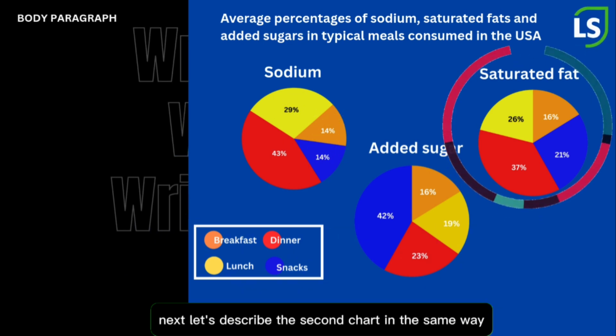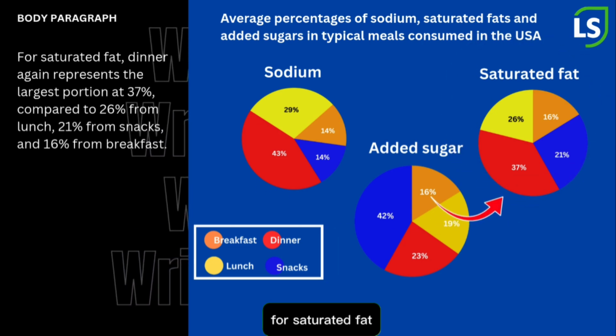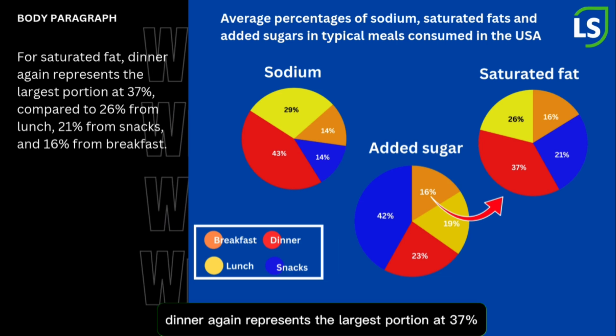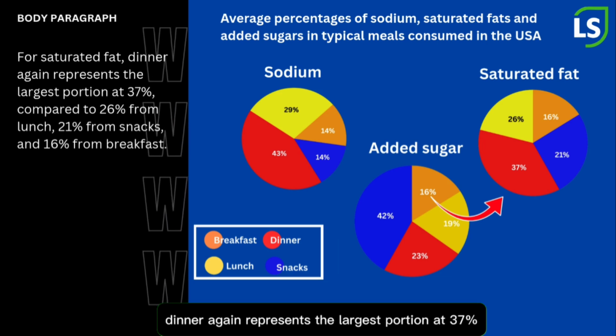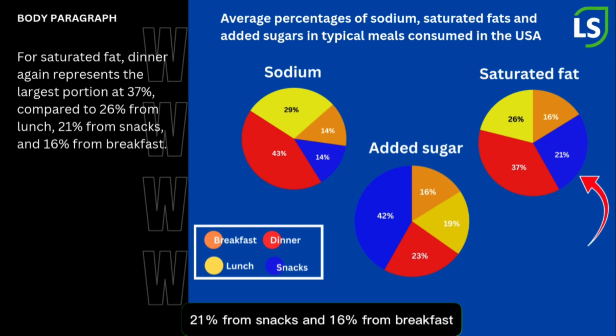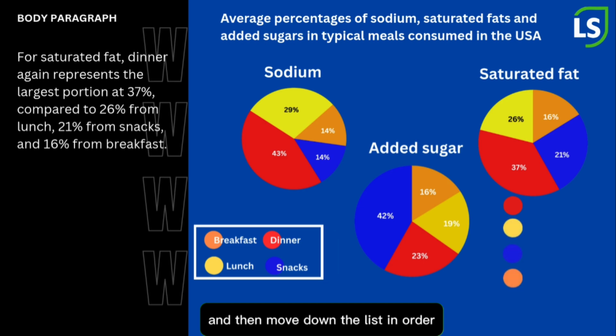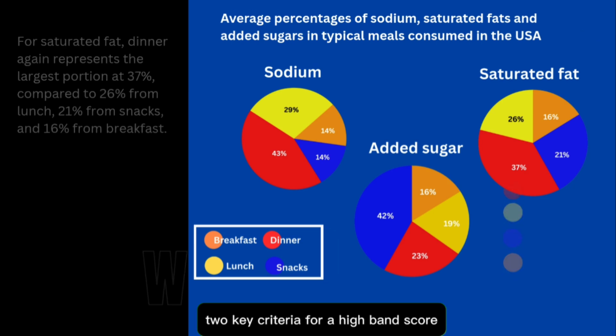Next, let's describe the second chart in the same way. For saturated fat, dinner again represents the largest portion at 37%, compared to 26% from lunch, 21% from snacks, and 16% from breakfast. Once again, we point out the highest value first and then move down the list in order. This method ensures logical sequencing, which helps improve cohesion and coherence, 2 key criteria for a high band score.